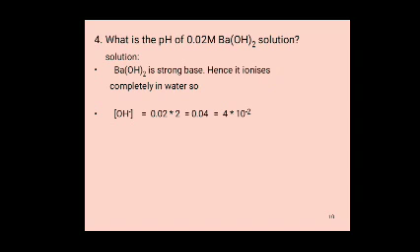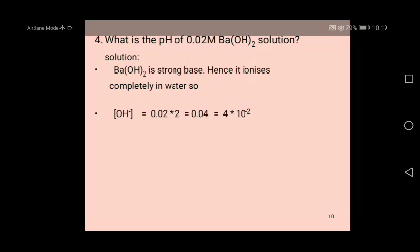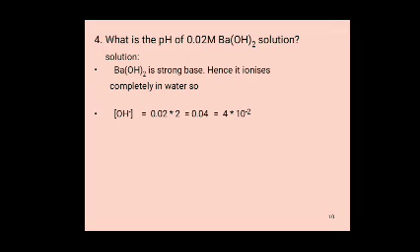So, OH minus ion concentration is equal to molarity into acidity of barium hydroxide. 0.02 into 2 is equal to 0.04 N, that is 4 into 10 to the power of minus 2 N.